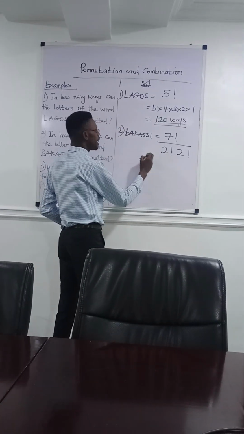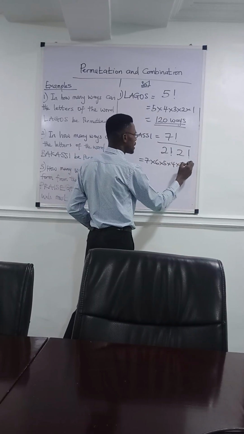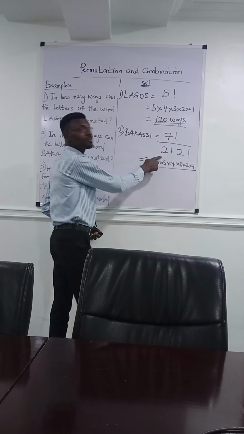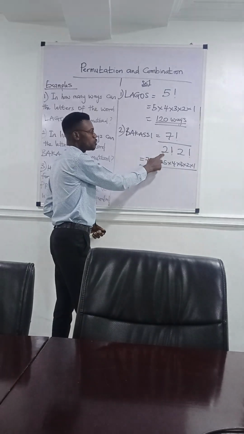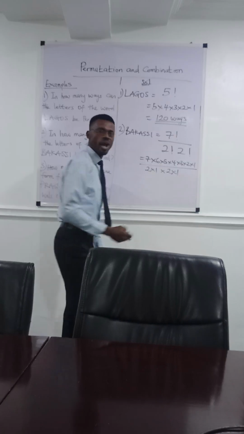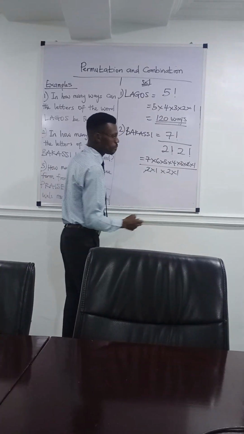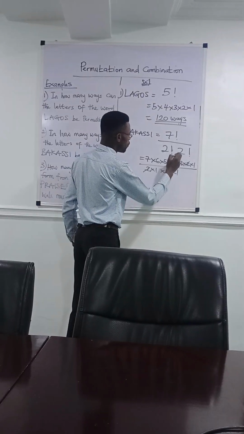Alright? Now 7 factorial is 7 times 6 times 5 times 4 times 3 times 2 times 1 over, let's handle them one by one. 2 factorial is 2 times 1. Then on that 2 factorial, 2 times 1. Okay? We find out that this 2 takes care of this 2. Alright, and 2 here, 1, 2, 2, 4 gives 2.